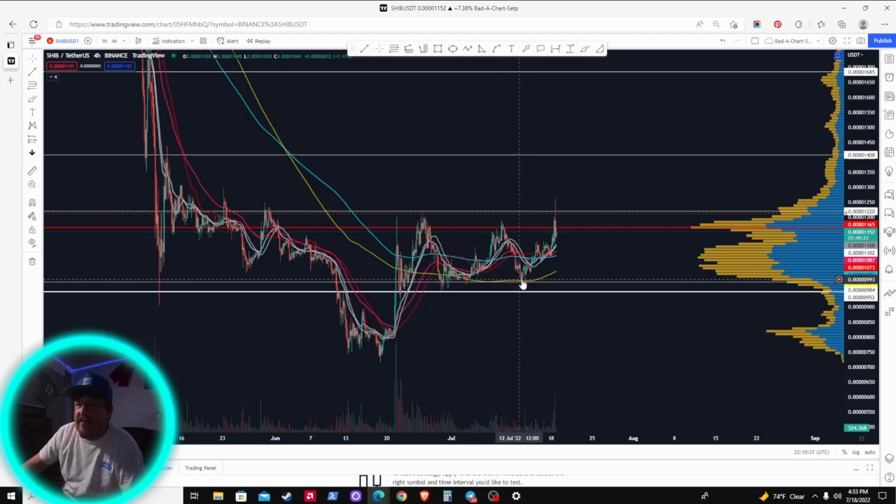You also were eyeing the retest of this 200 moving average, which on my chart is this yellow, a 200 simple. So let's just say you decided you were going to open your trade right when it hit this 200 moving average at about 0.00000984, which I even have marked on here, right?